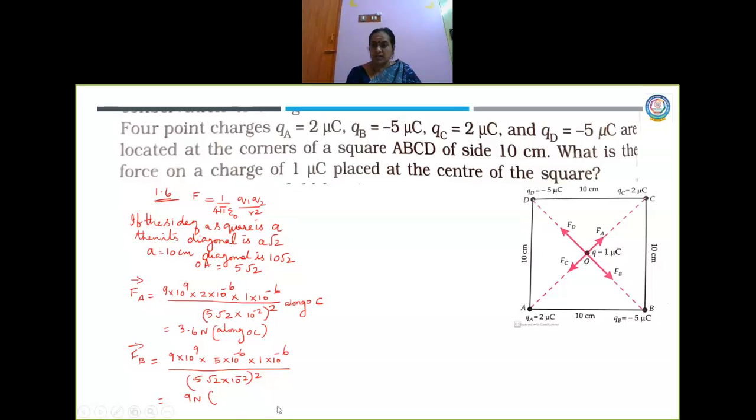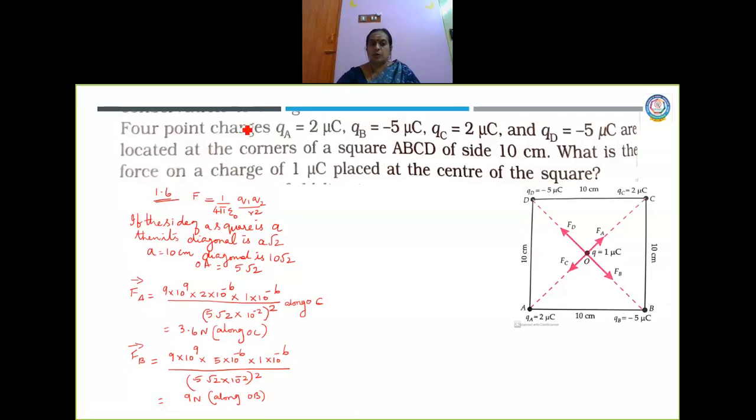Now the magnitude of the charge is 5, which I had substituted here. Now it is a negative charge and here it is a positive charge, so there will be a force of attraction between these two. So what will be the direction of FB, children? The direction of FB is, I am going to write, it is along OB. Is it clear, children? Right?